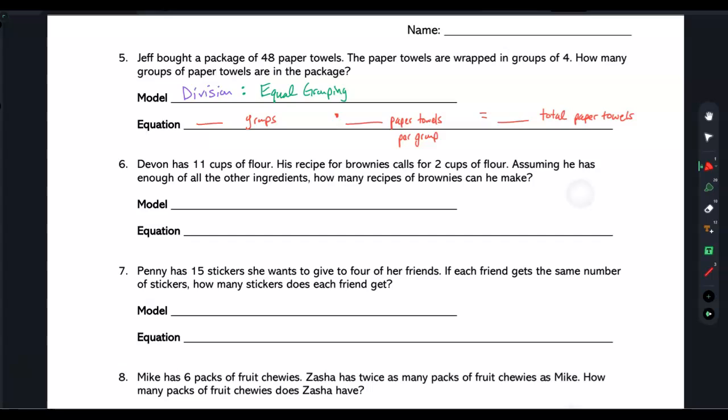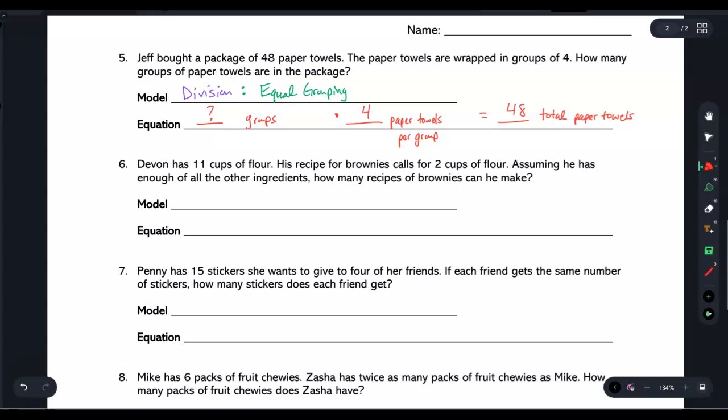So I know my total is 48, and I know the paper towels are wrapped in groups of 4, right? That doesn't mean 4 groups, that means 4 paper towels per group. And so I'm missing that first number. And again, that would cement this for me. If I'm missing the number of groups, right, that tells me it's equal grouping. If I know how many are in each group, that's equal grouping.